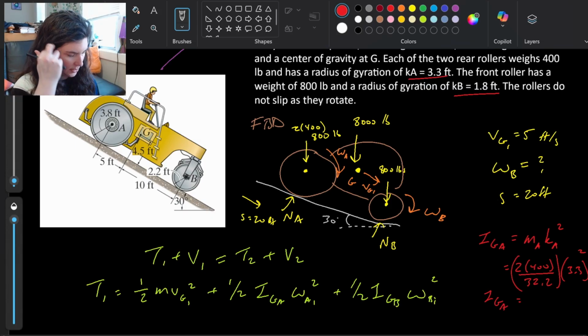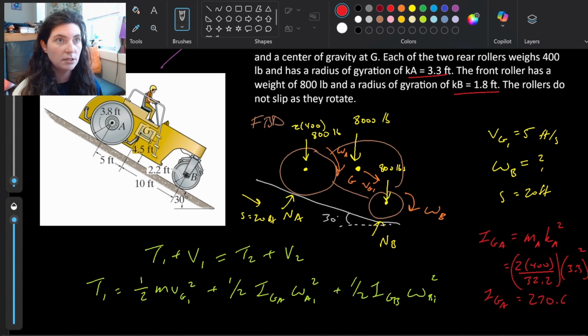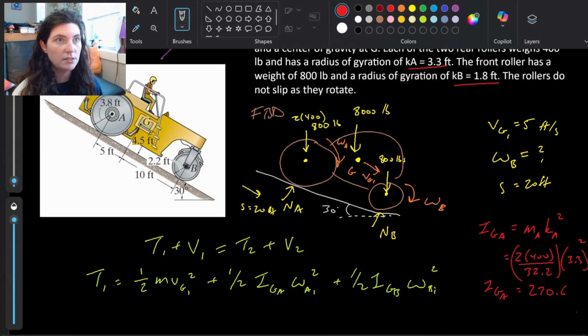Alright, so we have 800 over 32.2 times 3.3 squared. That seems kind of high. 800, 3.3 times 3.3, divided by 32.2. Alright, 270.6 is the number that I'm getting. That's slugs times feet squared.